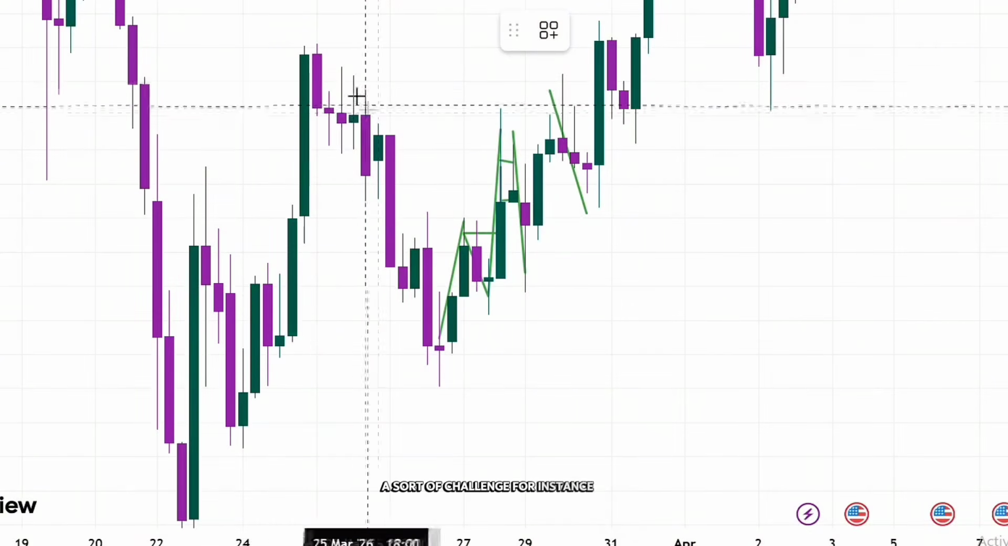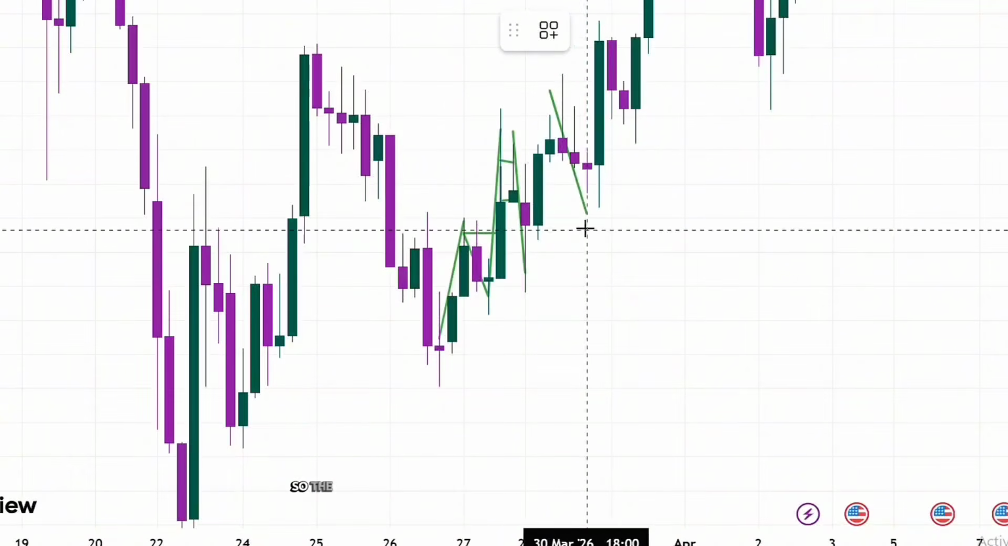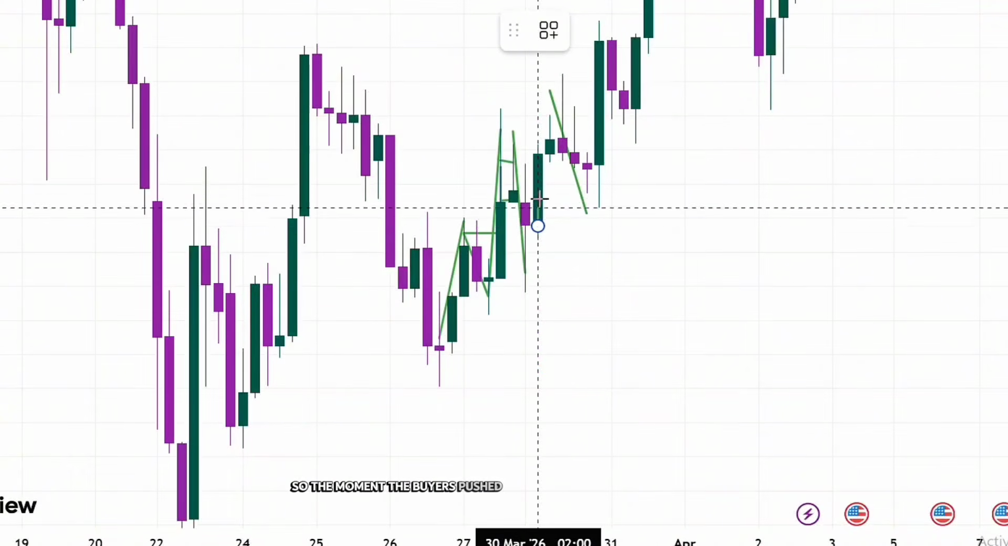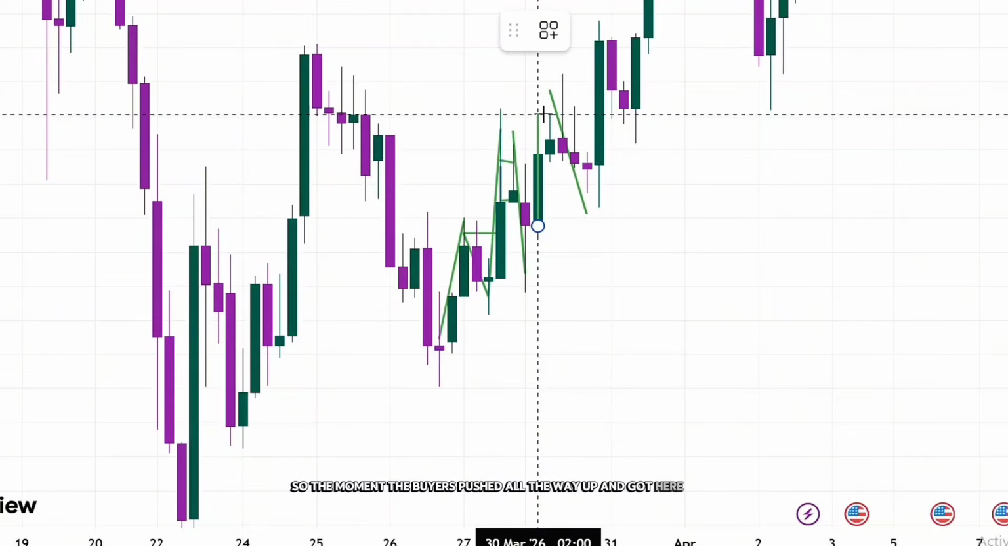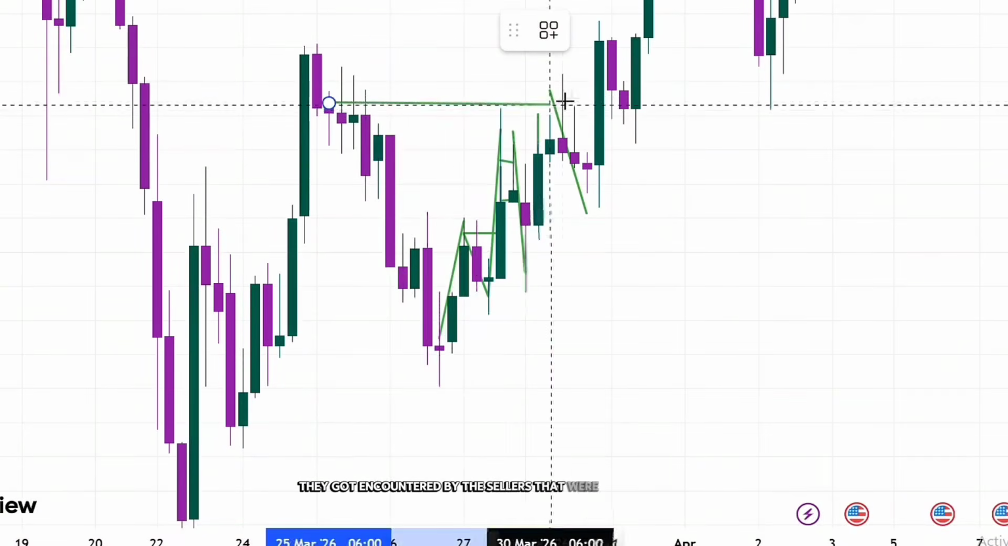For instance, you see that a lot of sellers are sitting at the stop right here. So the moment the buyers pushed all the way up and got here, they got encountered by the sellers that were sitting here.